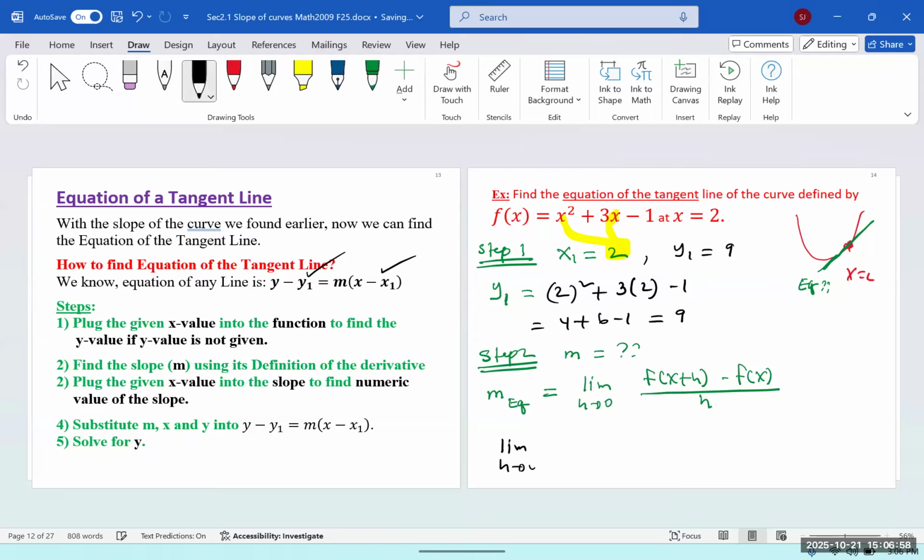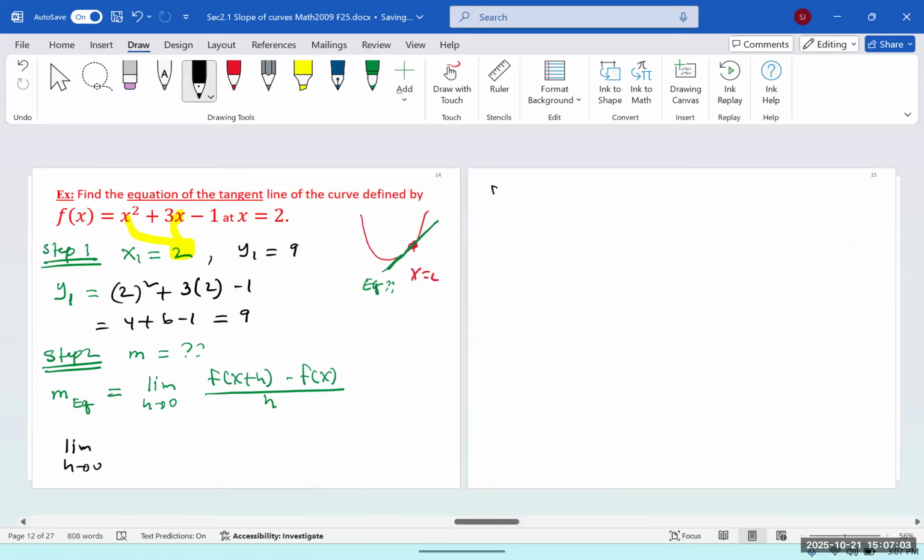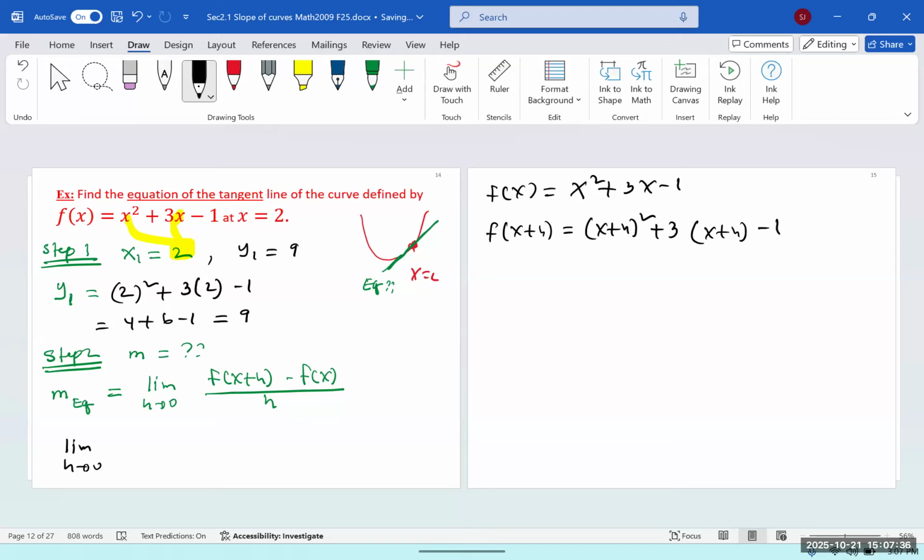So limit h goes to 0. If our f of x is x squared plus 3x minus 1, what is f of x plus h? What is our f of x plus h? X plus h squared plus 3, x plus h minus 1.